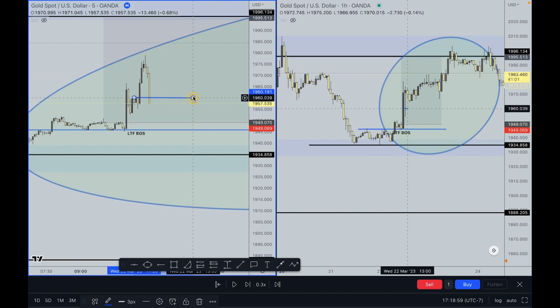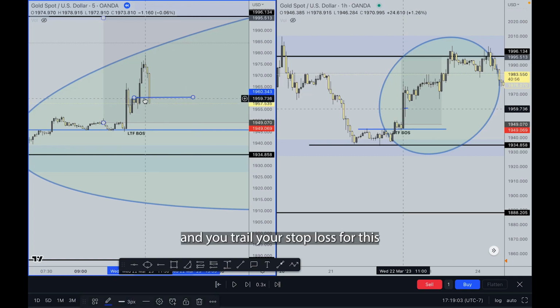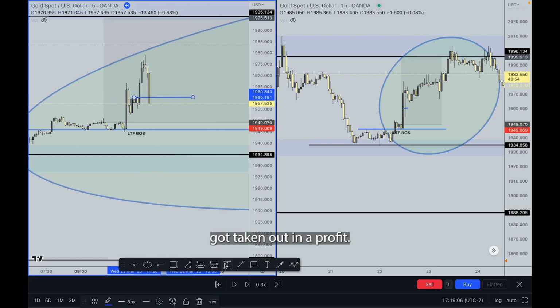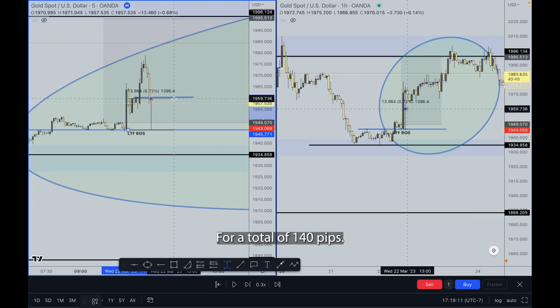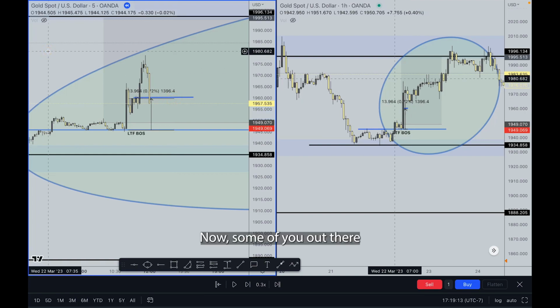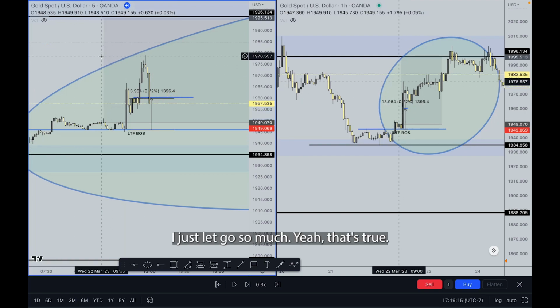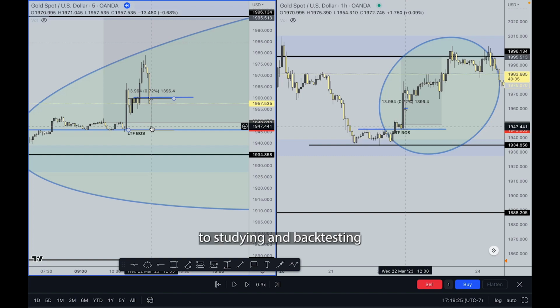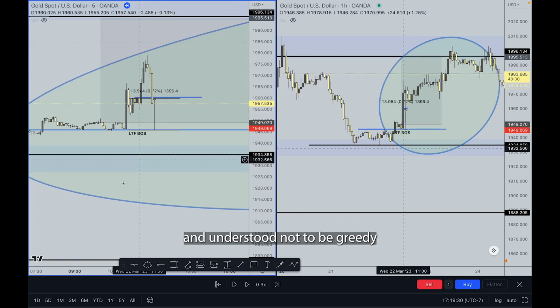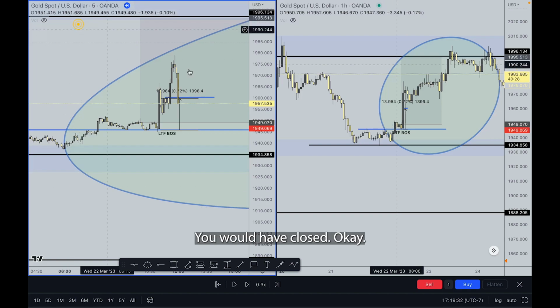So, okay, if you do not close for that big 320 pip move and you trail your stop loss where this blue line is, you would have got taken out in a profit for a total of 140 pips. Now, some of you out there might be like, oh, wow, I just let go so much. Yeah, that's true. You let go of almost 200 pips, but you just caught 140 pips as well. So this is where it comes down to studying and back testing and getting better. Because had you recognized this and understood not to be greedy and been disciplined, you would have closed, okay?